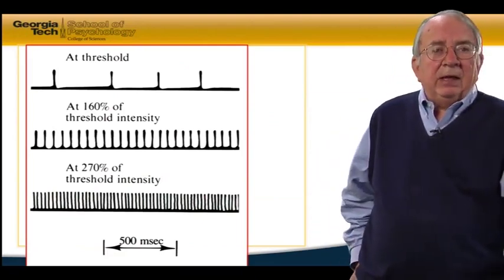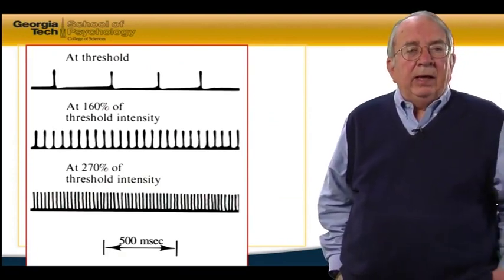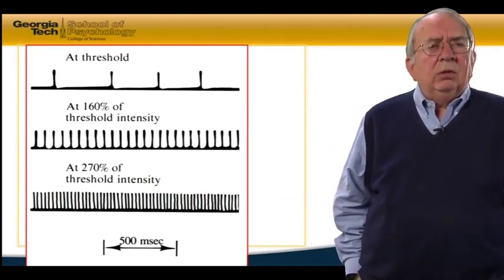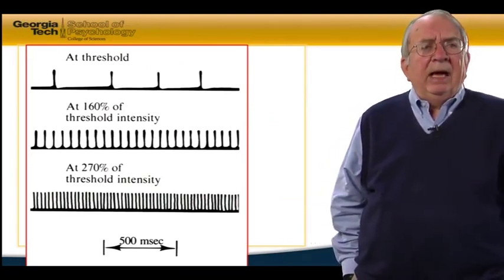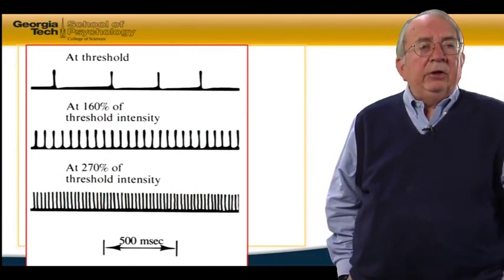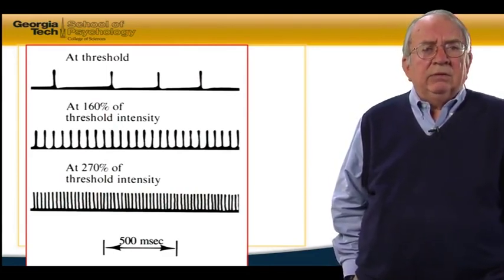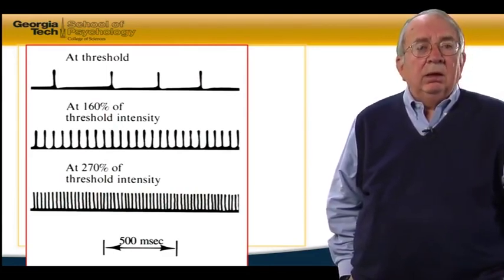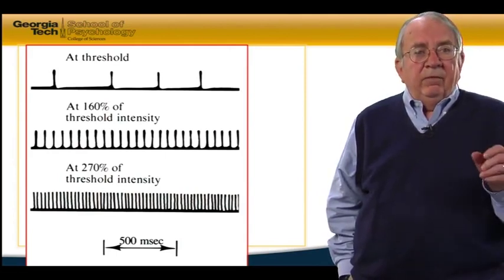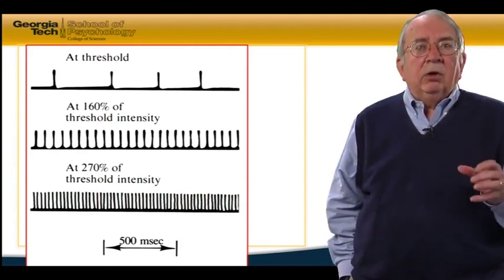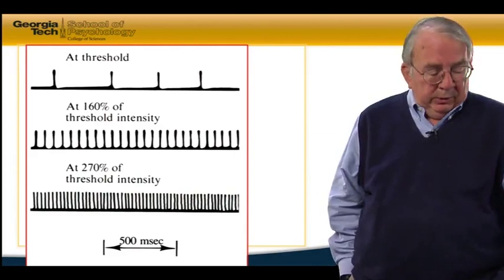And here you see a half second, really about 1.5 seconds. At threshold, it's firing. If I have 160% of the threshold intensity, it's firing at a faster rate. Then at 270% of the threshold intensity, it's firing at an even greater rate. So the frequency of firing really is determined by the intensity of the stimulation on the neuron.